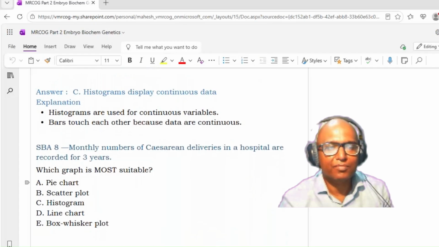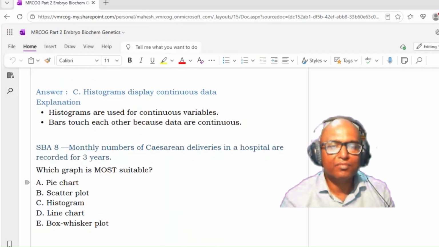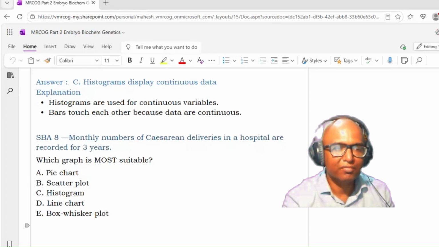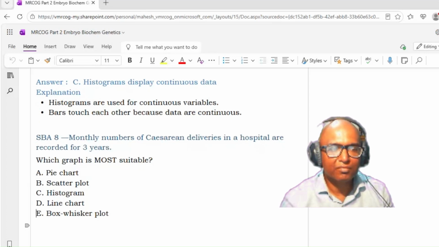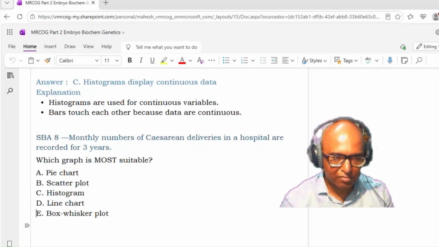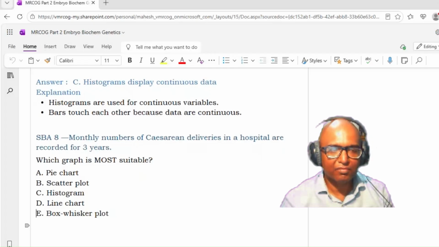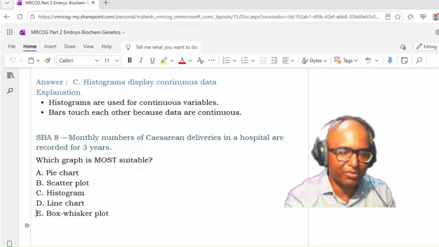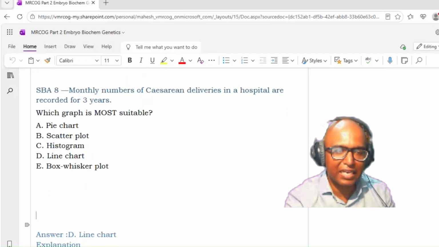Next. Monthly number of cesarean deliveries in a hospital are recorded for 3 years. Which graph is most suitable? Pie chart, scatter plot, histogram, line chart, box and whisker plot. It is recorded over a period of time. So, sir, line chart. Yeah, it is with respect to the time. So anything with respect to the time, the best is a line chart.